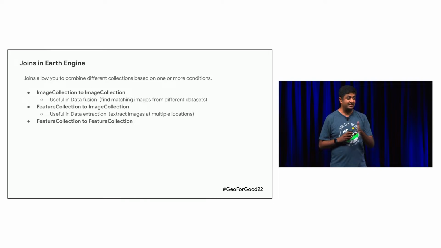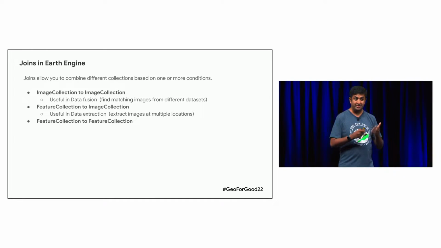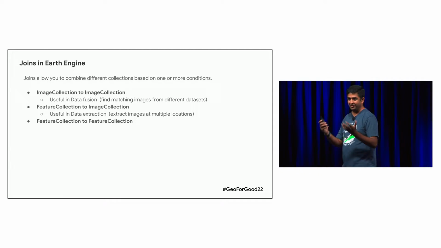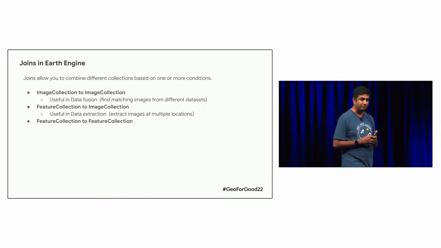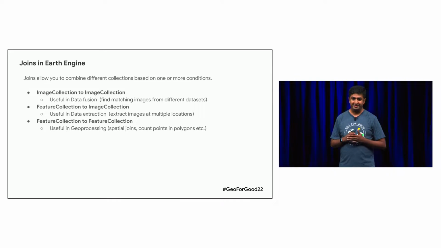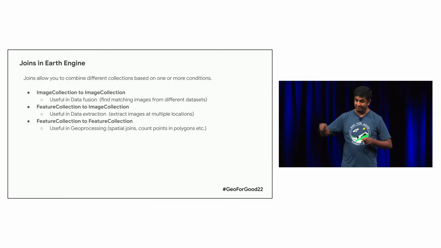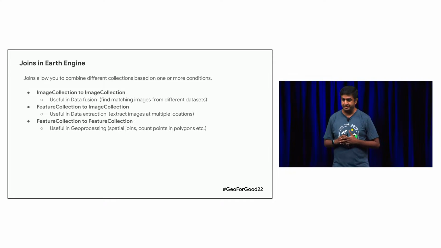You can join a feature collection to a feature collection. So vector data to vector data. This, all the GIS folks would know. This is what we call spatial joins, spatial queries. And if you don't know, Earth Engine is also very good at vector data processing. So if you have done all of the GIS operations in Earth Engine, they work quite well, and you can do a lot of the spatial operations using joins. Okay? So you can count points in polygons and stuff like that. I have examples with code of all of these in the supplement section of your slide deck, so you can check it out later once you learn about joins.